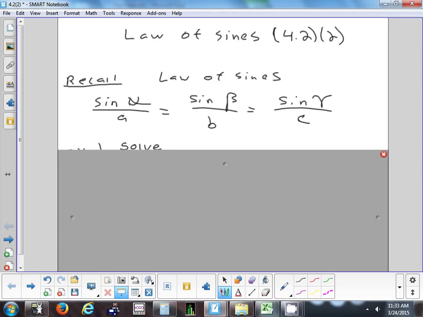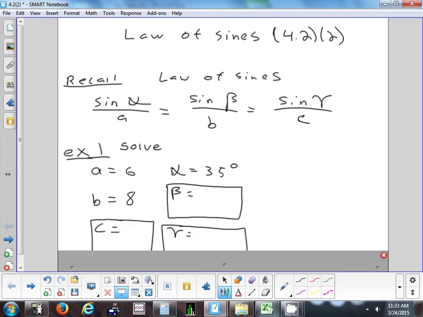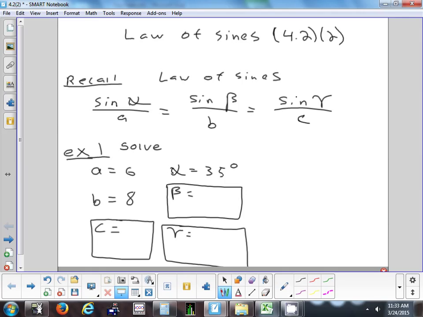To generalize it, you can just remember that it's sine of an angle divided by what's across from it, equals sine of another angle divided by the side across from it. So even if they don't use A, B, and C, you can remember sine of an angle divided by the side that's across from it. All right, there's nothing new to really explain. We already went through part of the proof of how you get this, so let's just jump into an example.